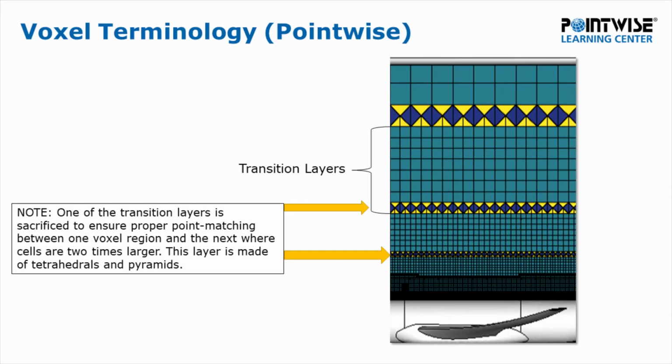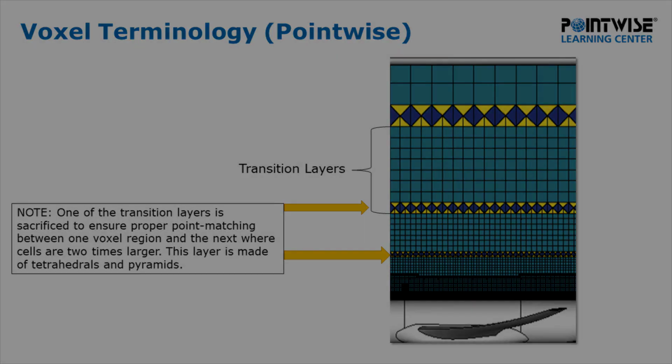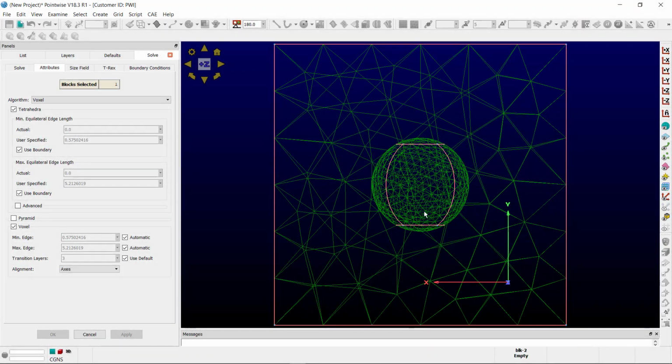Looking at this image, you'll see the transition layers contain a combination of pyramid and tetrahedral volume cells. The default value for this parameter when the use default option is checked is 3. The image here shows an example of the transition layers in a voxel block where hexes are clustered in the region of the source, which is, in this case, the domains of the sphere.